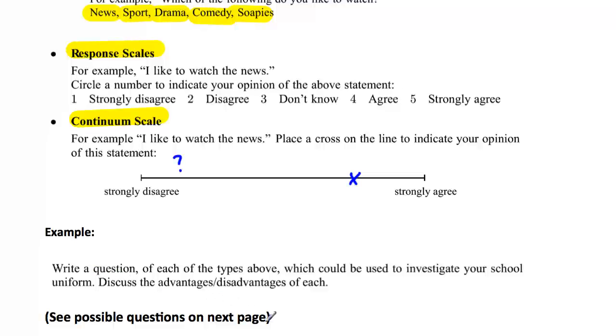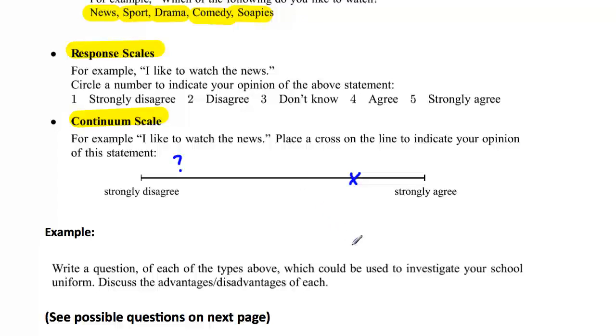The first thing I'd like you to do is, after I've read this question, I'd like you to stop and do this answer. So stop the video, just pause it and do the question, and then on the next page we're going to go through some of the possible things that you could write. So it says here, write a question using each of the types of things above. So all of those different types of questions.